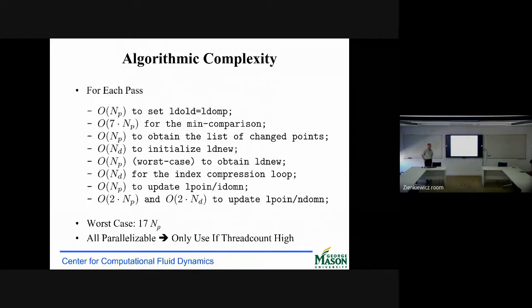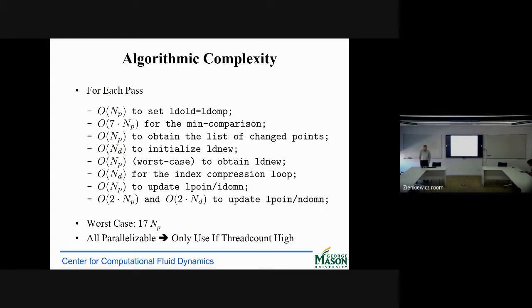Think of it as lines that you're producing in your mesh. These lines can end up in other lines, and so you need a couple of passes over the mesh in order to get that. So this is what it looks like. You can see it's not very long. But if you look at the operation count, it ends up being 17 times the number of points, compared to 7 that we had before. It's only a factor of 3 more. All of the operations that you can do here are parallel, so that's the advantage of doing that.